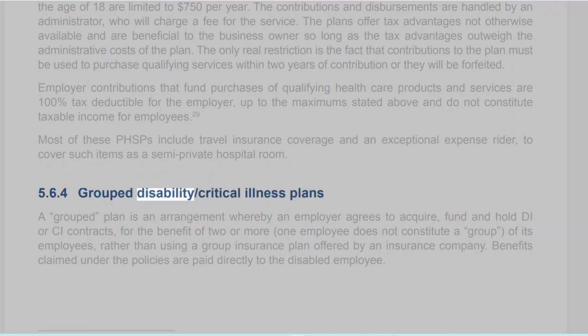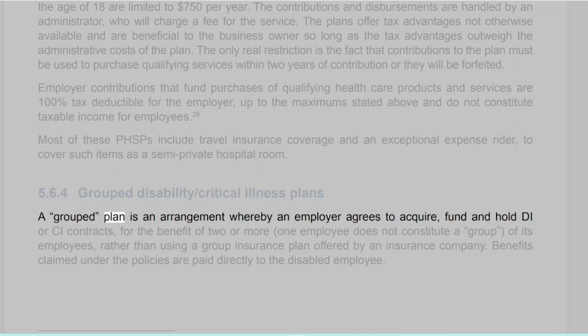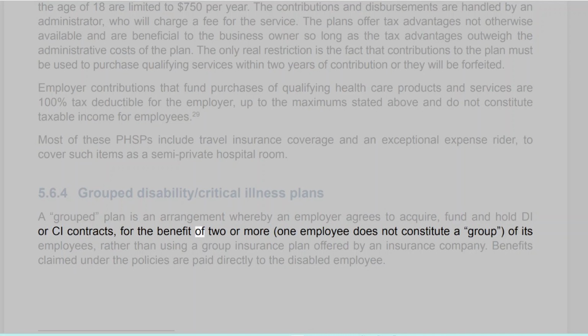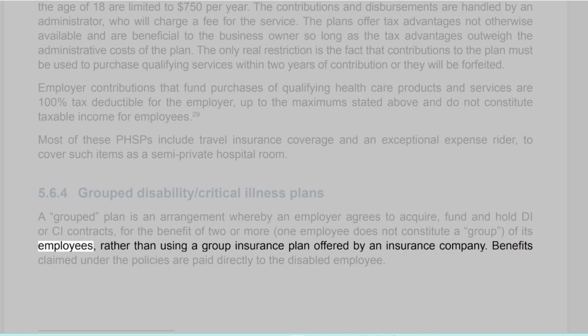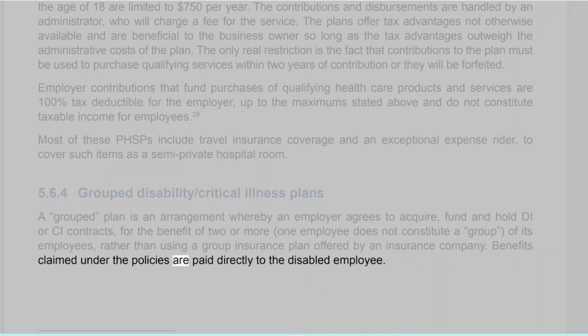5.6.4 Group Disability/Critical Illness Plans. A grouped plan is an arrangement whereby an employer agrees to acquire, fund and hold DI or CI contracts for the benefit of two or more employees. One employee does not constitute a group, and this is done by the employer, rather than using a group insurance plan offered by an insurance company. Benefits claimed under the policies are paid directly to the disabled employee.